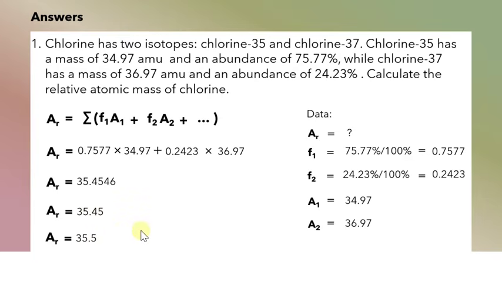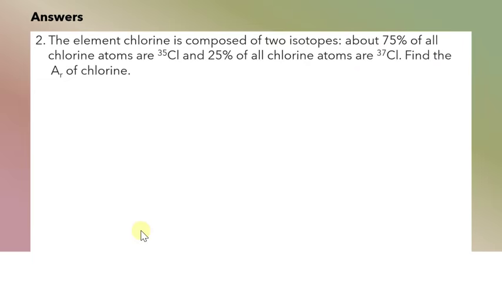Let's look at example 2. Example 2 is another form in which the question can be brought on the same topic or same concept, where they are saying the element chlorine is composed of 2 isotopes.